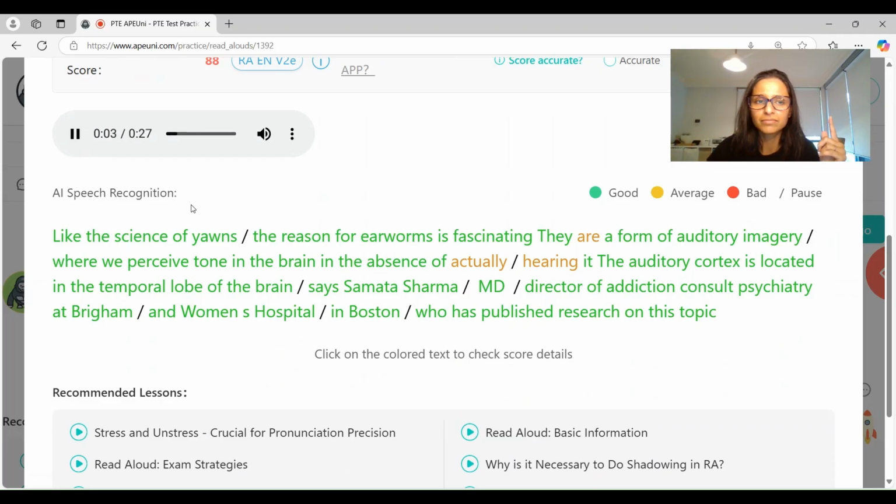The reason for earworms is fascinating. They are a form of auditory imagery where we perceive tone in the brain in the absence of actually learning it. Oh, I said hearing it. The auditory cortex is located in the temporal lobe of the brain, says Samata Sharma, MD, Director of Addiction Consult Psychiatry at Brigham and Women's Hospital in Boston, who has published research on this topic.